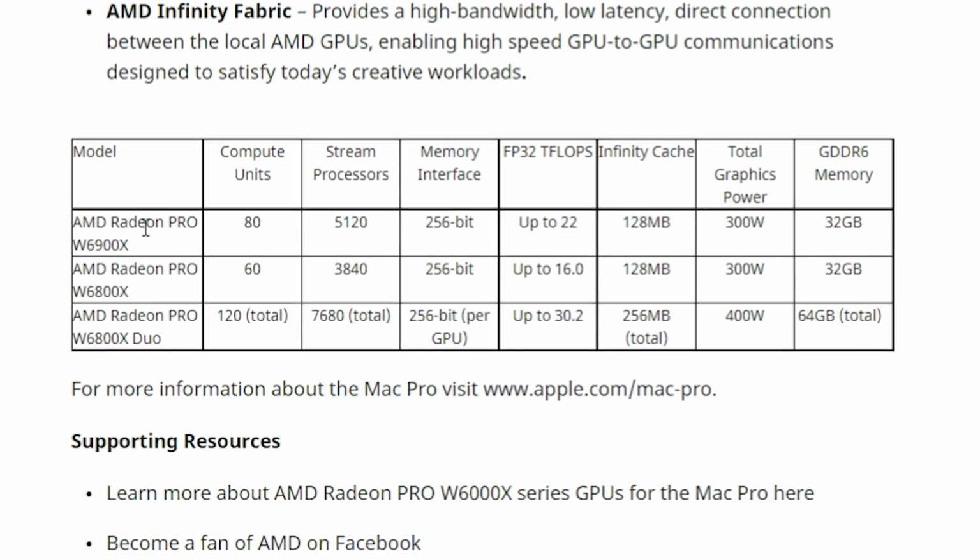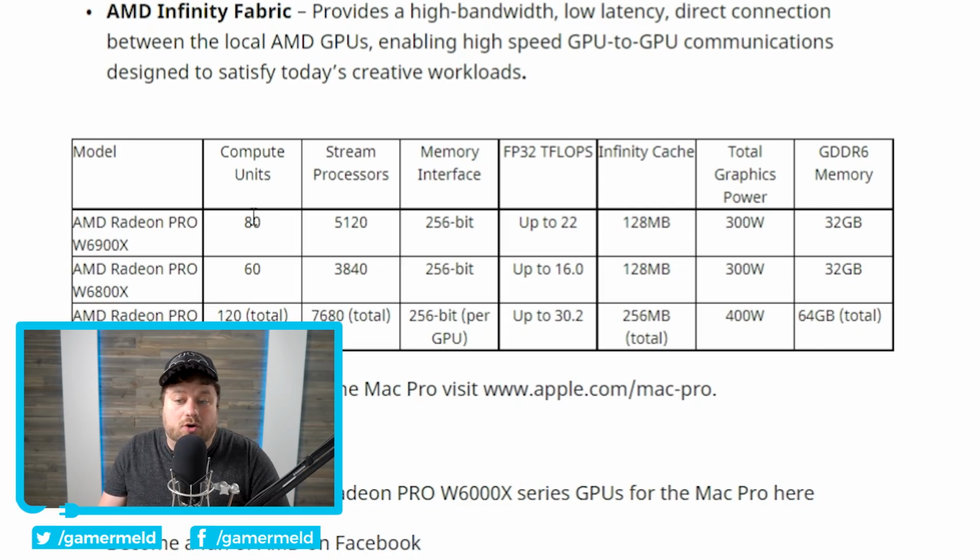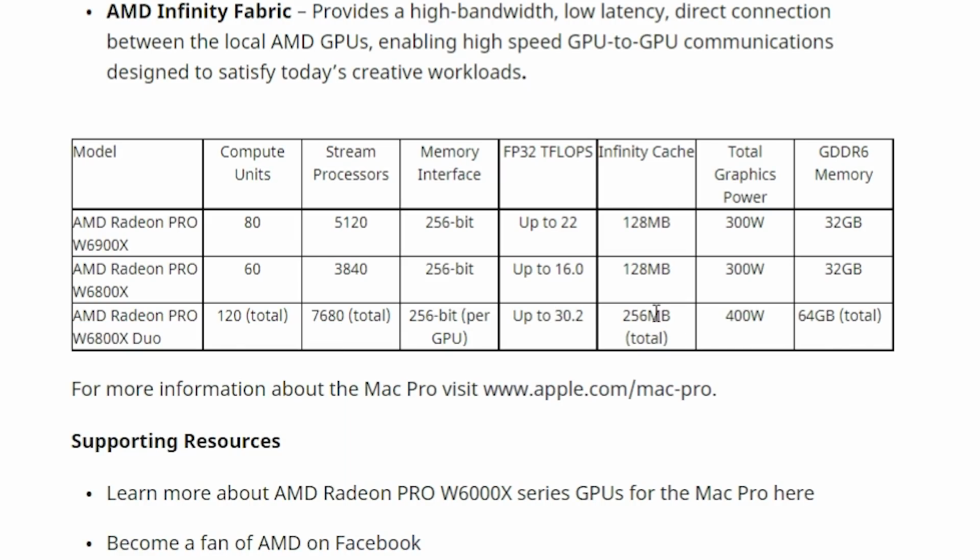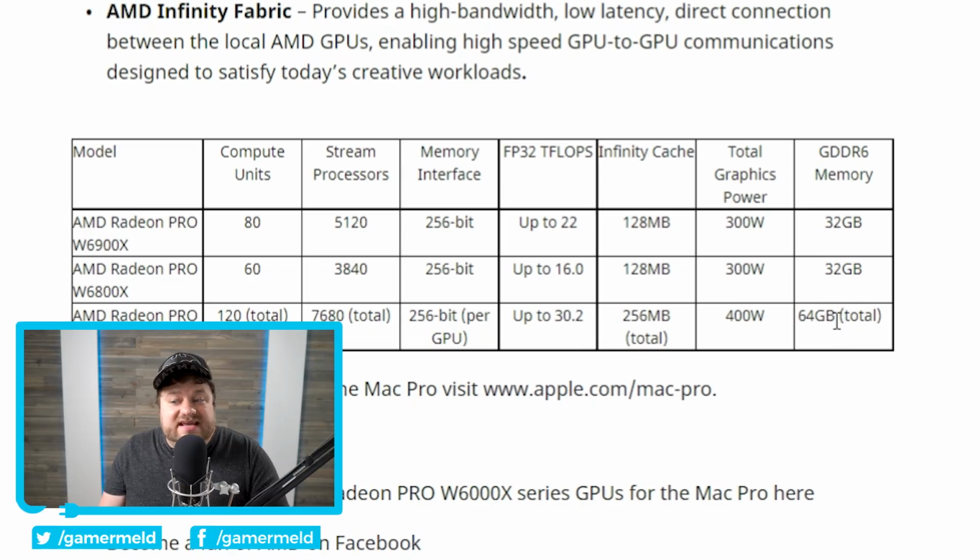But anyway, we can see right here the Radeon Pro W6800X, which more or less looks like a 6800. But then we have the Duo, which comes with double the compute units of the 6800X, obviously, because it has two of those GPUs. Still, that is massive. We're talking 120 compute units, which is 40 more compute units than, say, the 6900X. So very interesting there. A total of 7,680 cores. Still the same 256-bit bus, but of course there's one per GPU. Up to 30.2 teraflops of FP32. Double the Infinity Cache, of course, because there's two. 400 watt TDP, which is definitely pretty wild, and double the GDDR6 memory. So it does have 64 gigabytes total.